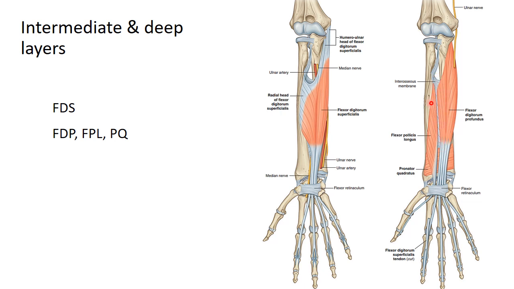It takes origin from the radius bone, and as it descends downward it converts into a tendon. The tendon enters the carpal tunnel beneath the flexor retinaculum, lateral to the tendons of flexor digitorum profundus and flexor digitorum superficialis. All these structures pass through the carpal tunnel to reach the hand, and then it inserts into the base of the distal phalanx of the thumb.